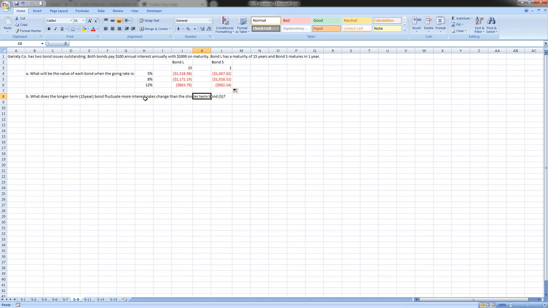Why does the long-term 15-year bond fluctuate more when interest rates change than the shorter-term bond? And the reason behind that is this 5, 8, and 12% is influencing 15 years of cash flows versus 1 year of cash flows. That is, there's more cash flows out in the future for this rate to impact. And for that reason, there is a greater deviation in price of the bond when the interest rate changes, when the maturity of the bond is greater.